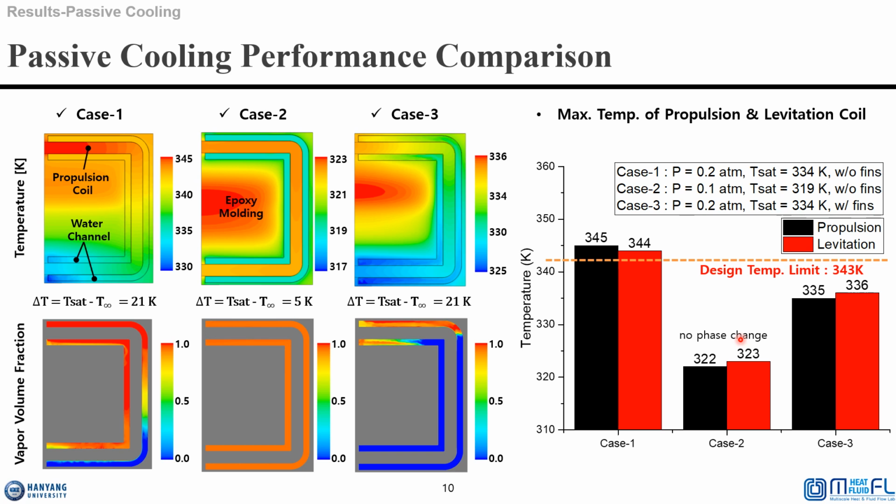Among the cases, case 2 shows a maximum temperature below the temperature limit, but it lacks phase change in the evaporator. Only case 3 successfully achieves circulating cooling through phase change and effectively cooling the system below the target temperature.